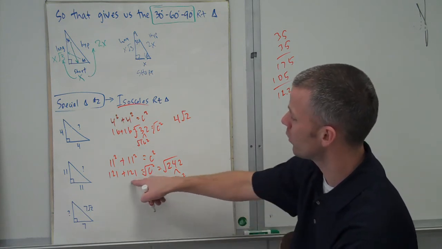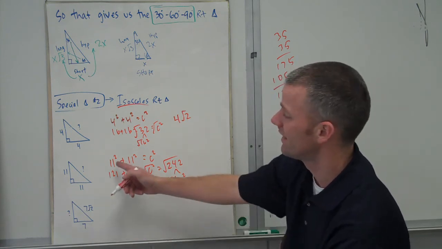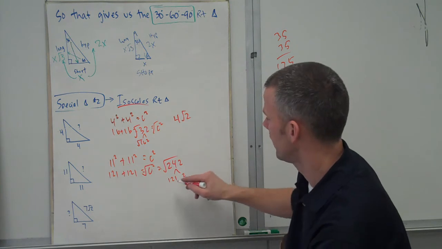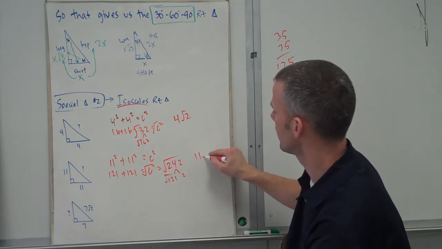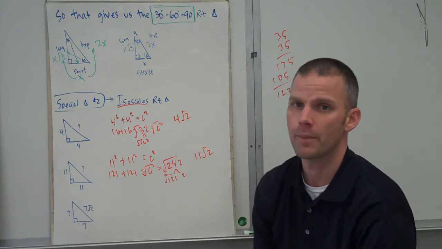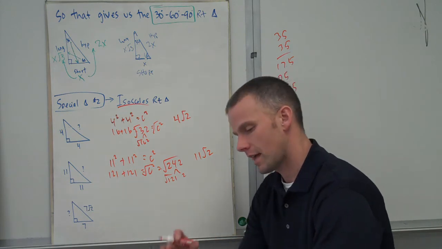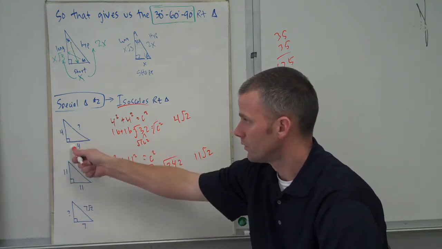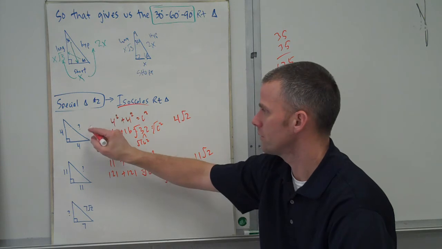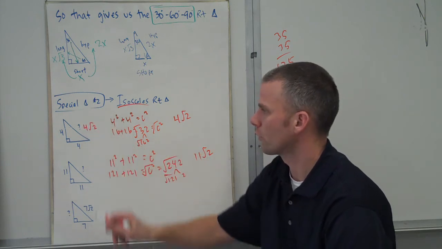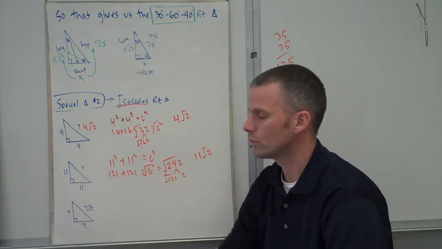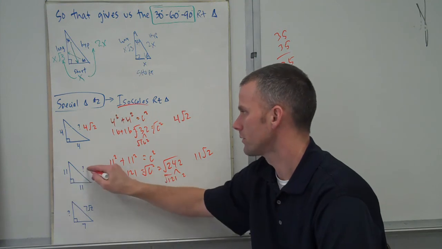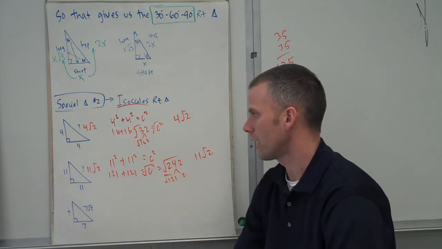I know that 121 is a perfect square. How do I know that? Because I just squared it. Take the square root, 11 radical 2. Let's stop for a second. 2 4s, hypotenuse, 4 radical 2. 2 11s, hypotenuse, 11 radical 2.